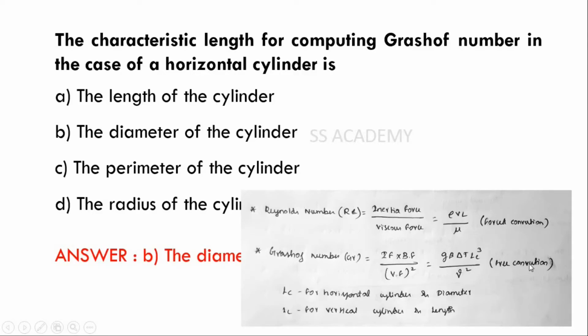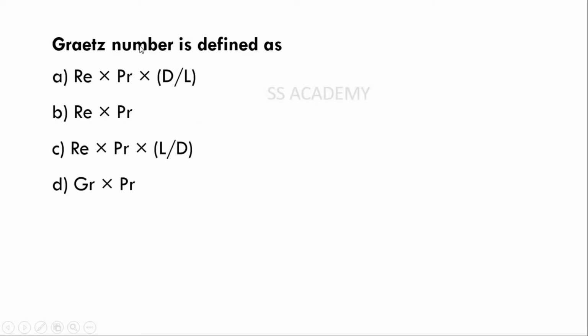Okay, so it is mostly used in free convection heat transfer. Here LC is a characteristic length. For a horizontal cylinder, the characteristic length is the diameter. For a vertical cylinder, the characteristic length is the length of the cylinder. So in the question they have asked for a horizontal cylinder, so it is the diameter. That's why option B is correct, the diameter of the cylinder.